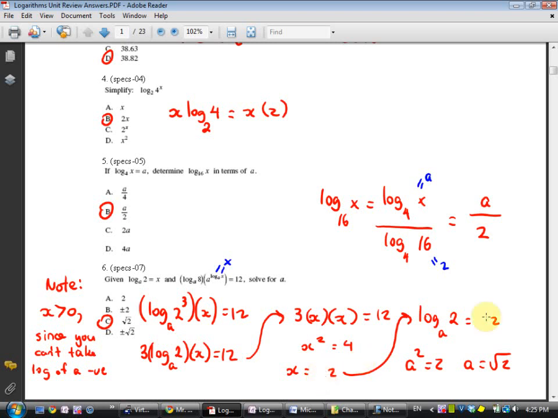A equals root 2. If you didn't spot that this can't be plus or minus, it's going to be positive, you would have got a plus or minus. You would have got actually a common answer, which was D. A lot of people put plus or minus root 2.